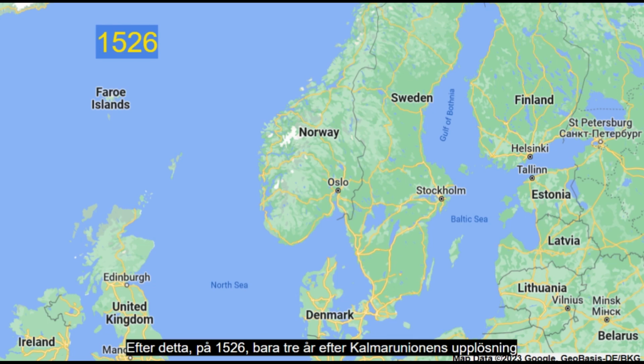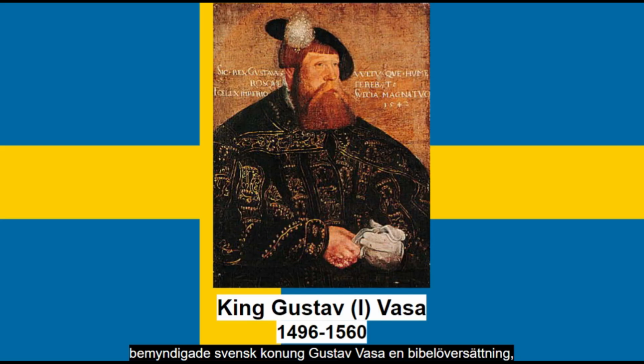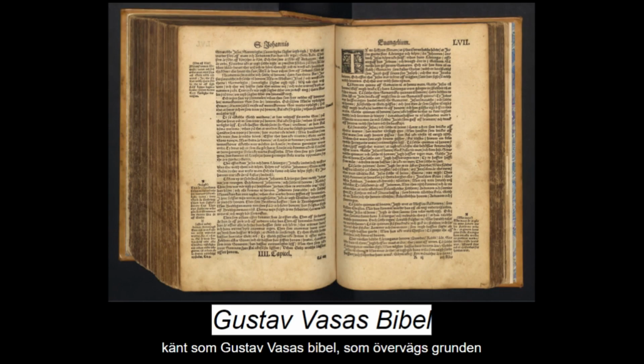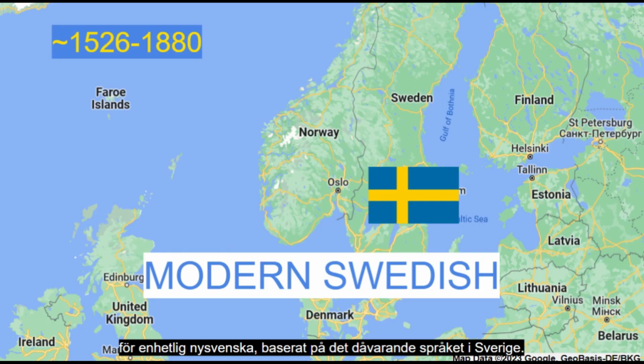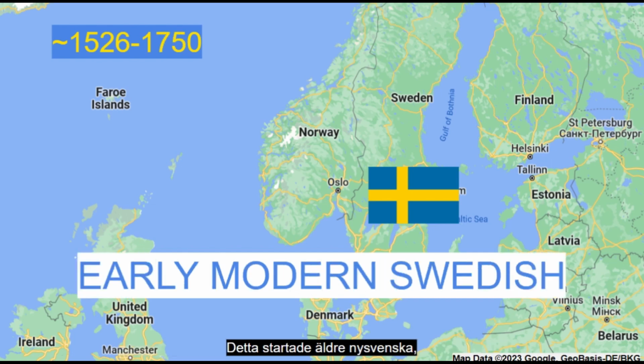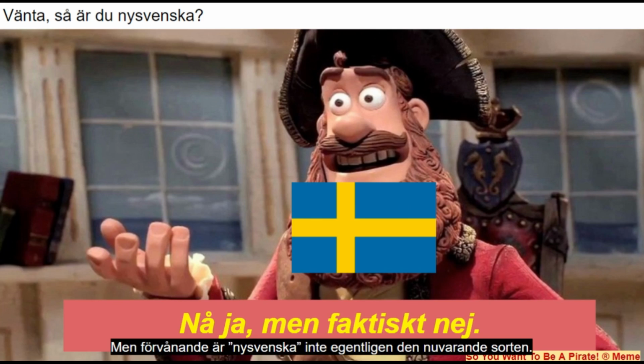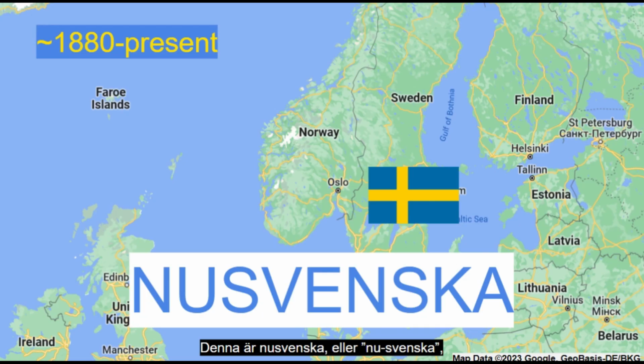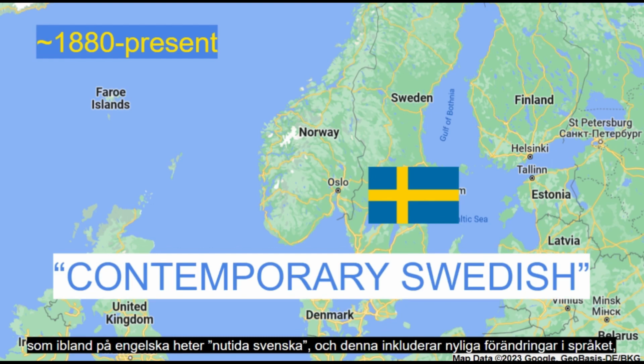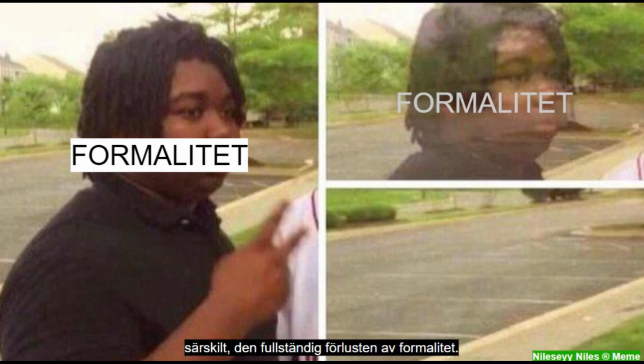Following this, in 1526, just 3 years after the dissolution of the Kalmar Union, Swedish King Gustav Vasa commissioned a Bible translation known as the Vasa Bible, which is considered the basis for standardized modern Swedish, based on the speech in Sweden at that time. This began early modern Swedish, which became late modern Swedish in the 1700s. Surprisingly though, modern Swedish is not technically the current variety. That's ny svenska, or now Swedish, sometimes called contemporary Swedish in English, and it includes recent changes in the language, in particular the complete loss of formality.